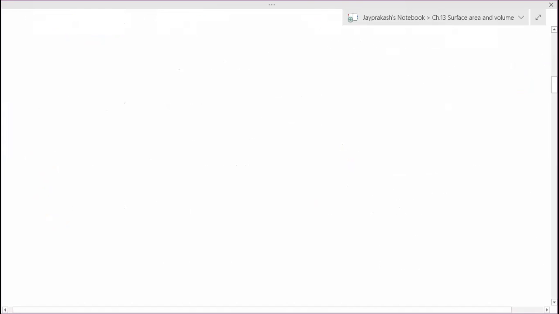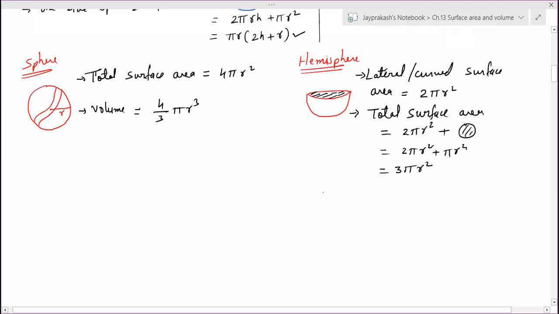Now again, in terms of the volume, compare with the volume of the sphere. So volume will be half of the sphere. So that means 2 by 3 pi r cube.